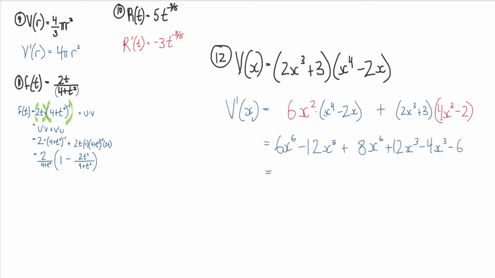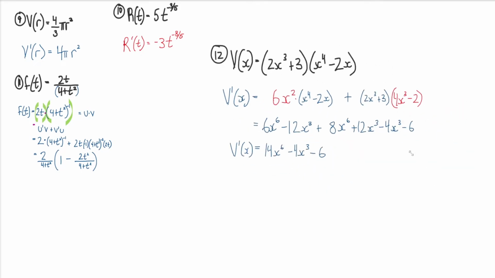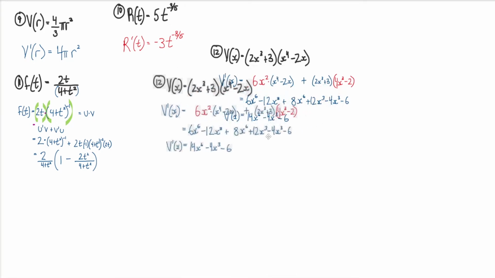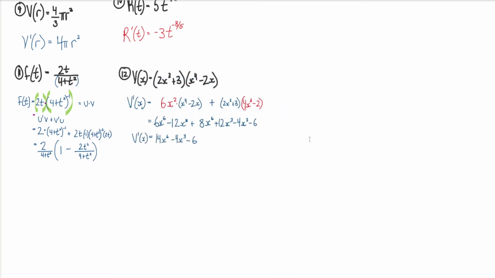Okay, so let's bring all the x to the 6's together, right? So that's 14x to the 6, and then all the x to the 3's together, so the plus 12, the minus 16, so we're left with the minus 4x to the 3, and then we have minus 6. So we can take a 2 out, but why bother? That's our derivative. Not bad. Pretty tough one. We're getting tough.